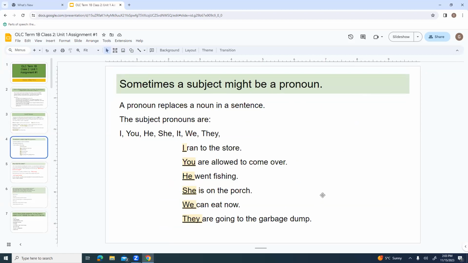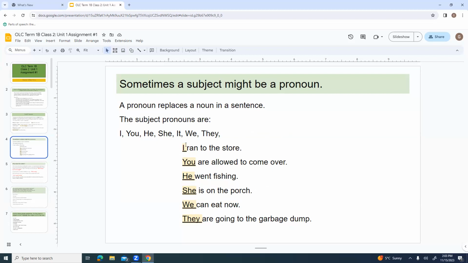A subject might be a pronoun. Pronouns just replace a noun in a sentence. The subject pronouns are I, you, he, she, it, we, and they. There are other pronouns that exist, but we're not going to talk about them all right now, okay? I ran to the store. You are allowed to come over. He went fishing. She is on the porch. We can eat now. They are going to the garbage dump.